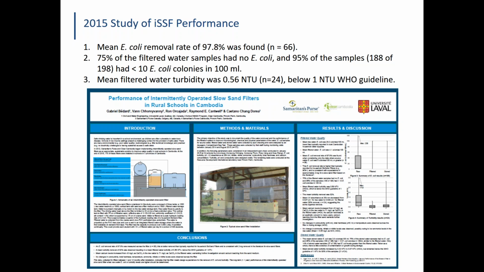As you can see, the removal rate is higher than typically reported for household ESFs. It was 97.8%. This is consistent with expectations of about log 2 removal for slow sand filtration. Turbidity is at a very acceptable 0.56 NTU. If you wanted, the poster could be downloaded through the UNC website.